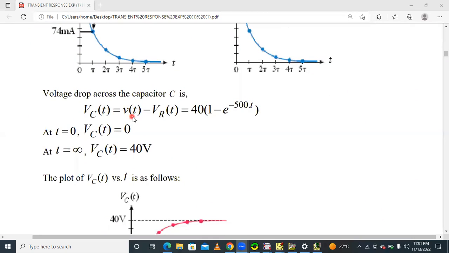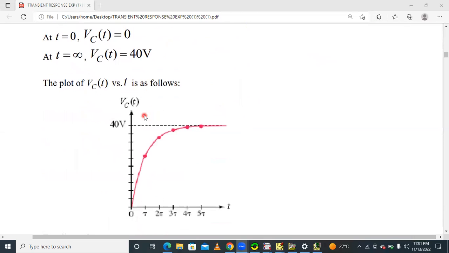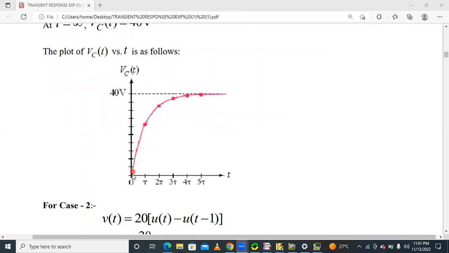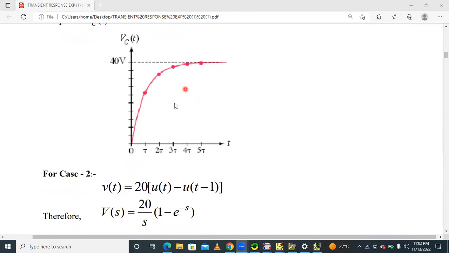And then VC of t, the voltage across the capacitor, is V of t minus VR of t, that is equal to 40 into 1 minus e power minus 500 t. One part is called steady state and the other is called the transient condition. Then the voltage across the capacitor, VC of t, is increasing exponentially. Finally, the voltage across the capacitor is 40 volts, that is the source voltage. Under steady state condition, the capacitor acts as an open circuit, that's why. So whatever voltage is present across the source is nothing but our source voltage, the voltage across the capacitor. This is for case 1.